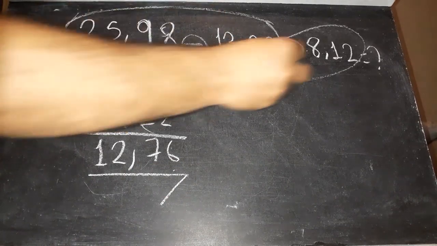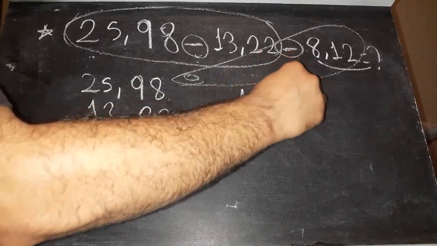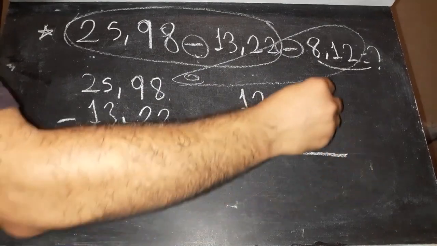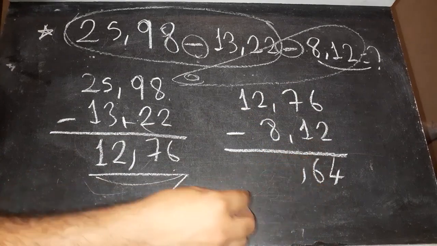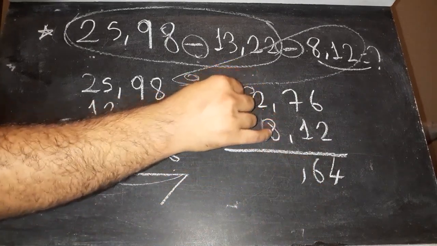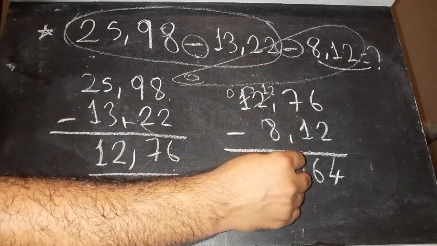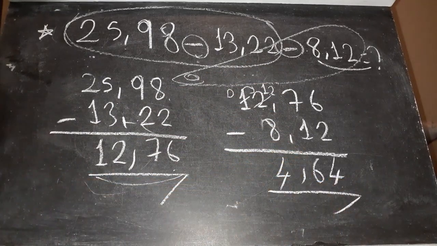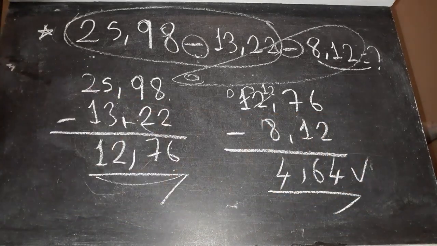So now I'm going to subtract this number from this result. 12,76 minus 8,12. Subtract 6 minus 2, 4. 7 minus 1, 6. 2 minus 8, no, borrow. That will be 0, that will be 12. 12 minus 8 will give you 4, which is 4,64. That will be your final answer.